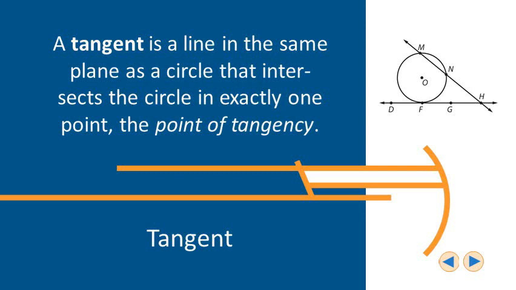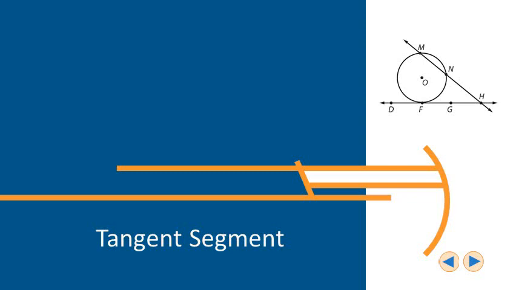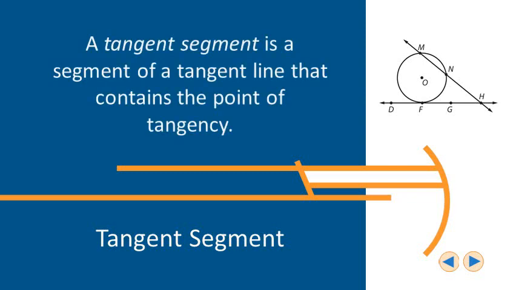Tangent comes from tangere, a Latin word that means to touch. Now a tangent segment. A tangent segment is a segment of a tangent line that contains the point of tangency. So again, I want you to pause the video and name for me a tangent segment. So GF would be a tangent segment. What's another one? HF, DF.